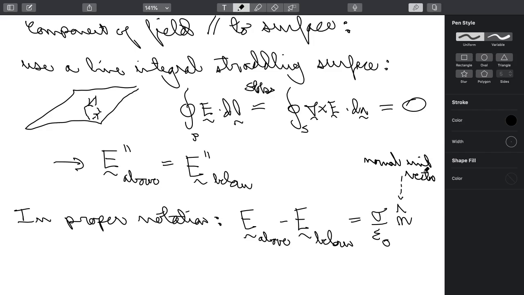So there's a discontinuity in the electrical field at a surface charge density. And the size of the discontinuity in the field is given to you by the charge density in this surface. Okay?